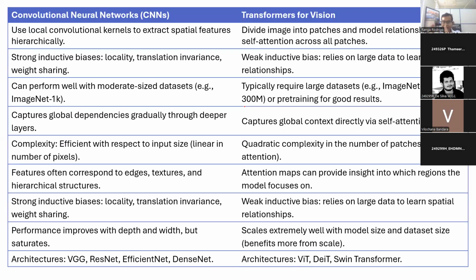Okay, a brief comparison of the transformers and convolutional neural networks. First, if you take the convolutional neural networks, they use local convolution kernels to extract spatial features hierarchically. So you run a convolution, again a convolution, and maybe then you do 2 by 2 max pooling, then again like that. So hierarchically, you have a collection of representation of features. But in transformers, you divide the image into patches and model relationships between these patches. So you will understand that when I describe that later.